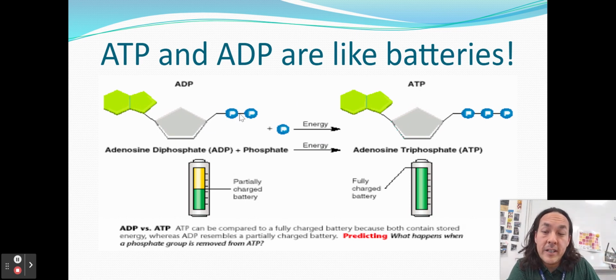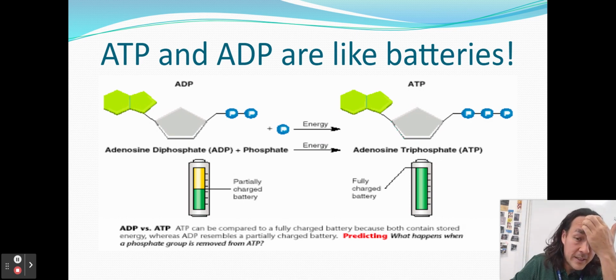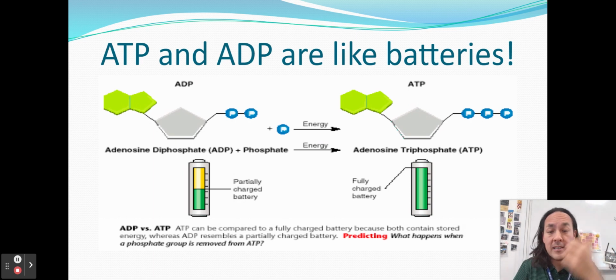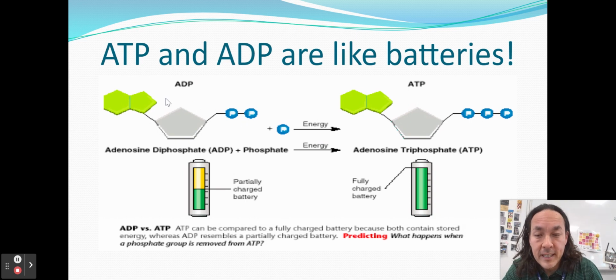We can recharge ADP, just like your phone, it's reusable. We can add a phosphate back to it in the process of ATP synthesis. Occasionally, we might get all the way down to one phosphate, and that would be called adenosine monophosphate.